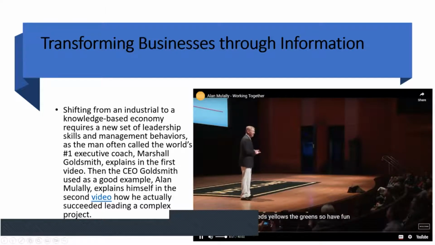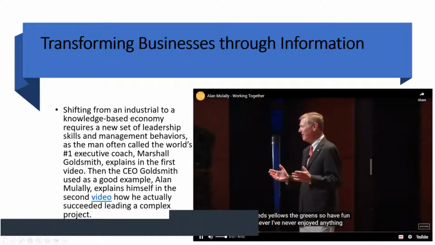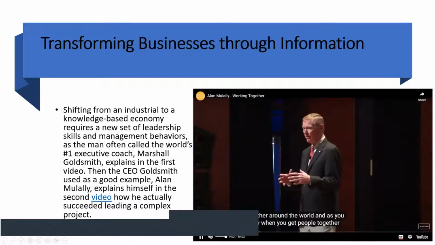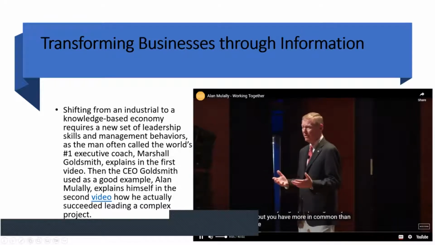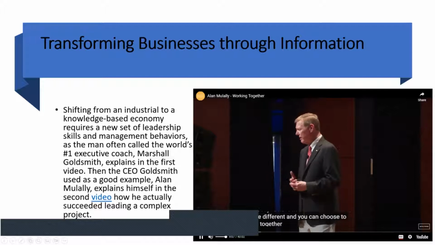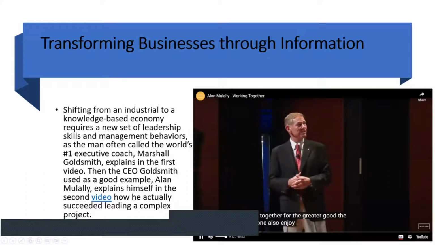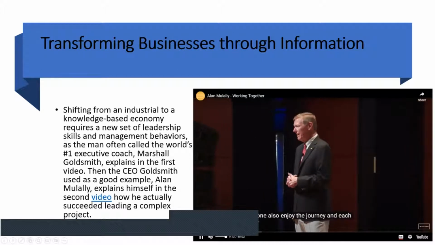So have fun. I've never enjoyed anything as much as being on these airplane programs. Airplanes actually were the first internet. We actually got people together around the world. And as you know, when you get people together, you find out you have more in common than you're different, and you can choose to work together for the greater good. The last one, also enjoy the journey in each other.